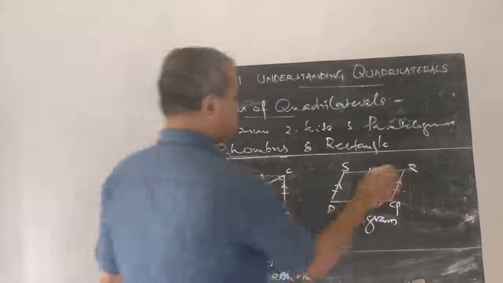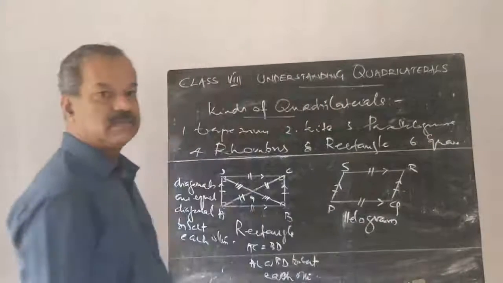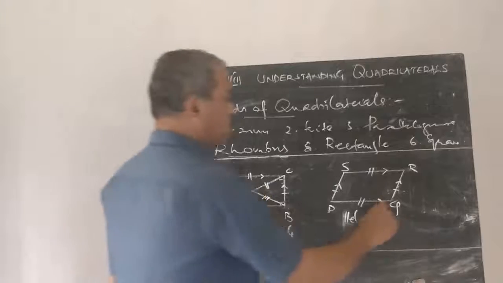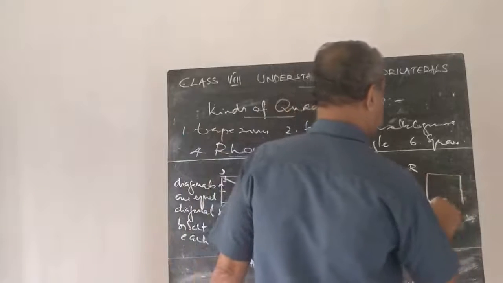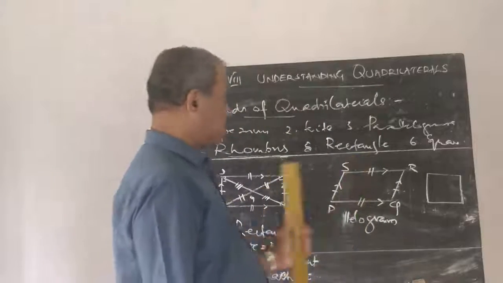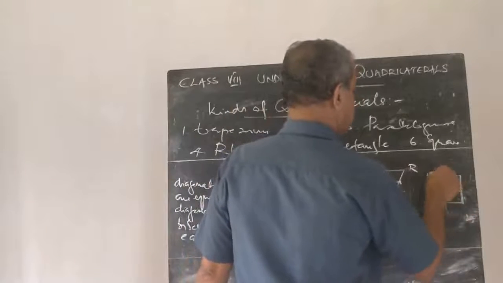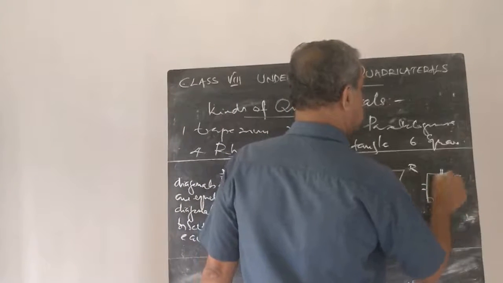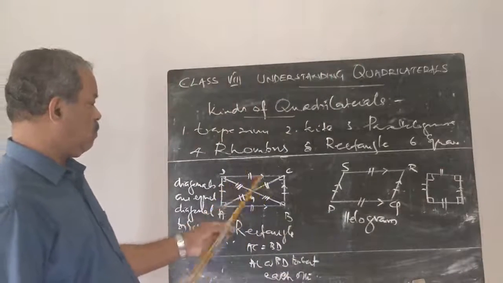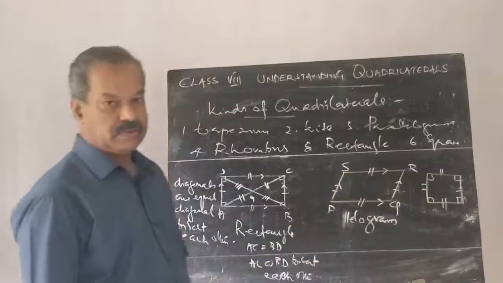Now the sixth one is square. What is a square? Square is a special type of rectangle. All the four sides are equal. If all the four sides of a rectangle are equal, we get a square. Then angles are also equal. So all the properties of a rectangle are satisfied by a square also.